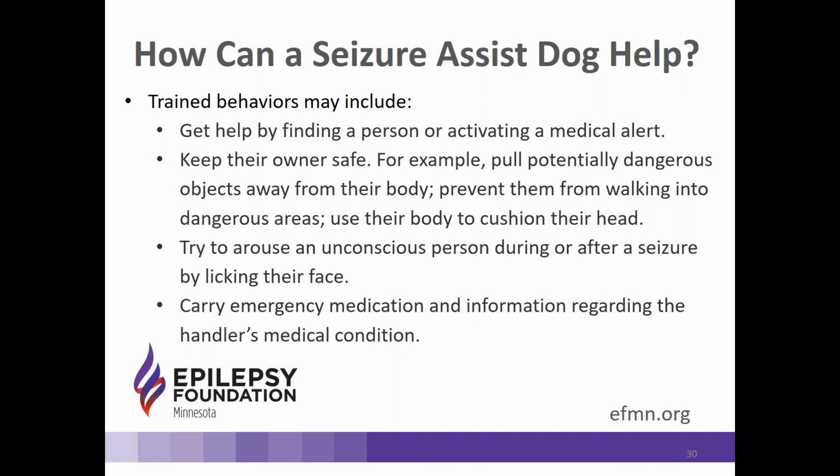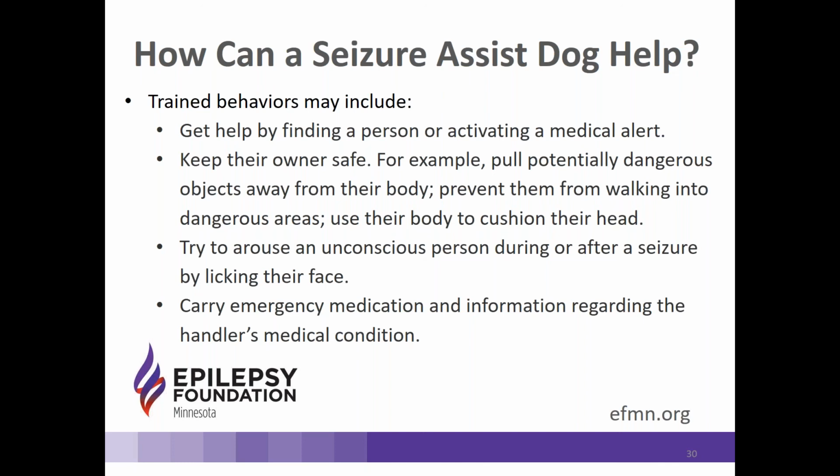So what can a seizure dog help with? Some of the trained behaviors: the dogs are typically trained to the specific needs of the individual. So some of the behaviors may be that they might be able to go and get help by finding someone else in the house, or by activating a medical alert. I've seen one dog that was trained, their owner had a VNS implant that uses a magnet to activate it. And the dog actually had the magnet in its collar and was able to get up against the person's chest so that the magnet would trigger the VNS device.